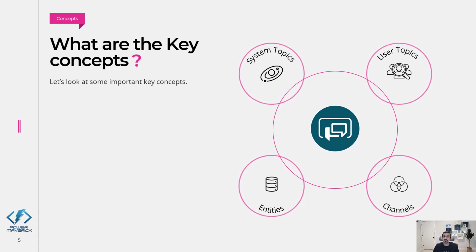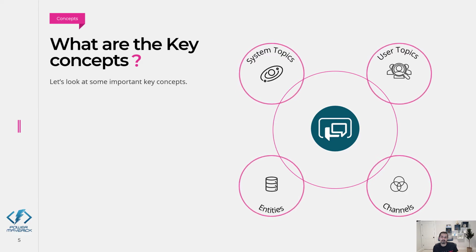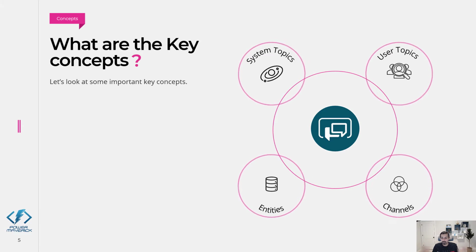Now, the fourth concept is channels. Channels is where your bot is going to be deployed, right? So is it going to live on your website? Is it going to live on your Facebook Messenger? Is it going to live on Teams? And one bot can have more than one channel, right? So at the same time, the bot can be on your website. It could also be on Power Apps portals. It could also be integrated into Teams, right? You can have multiple channels.